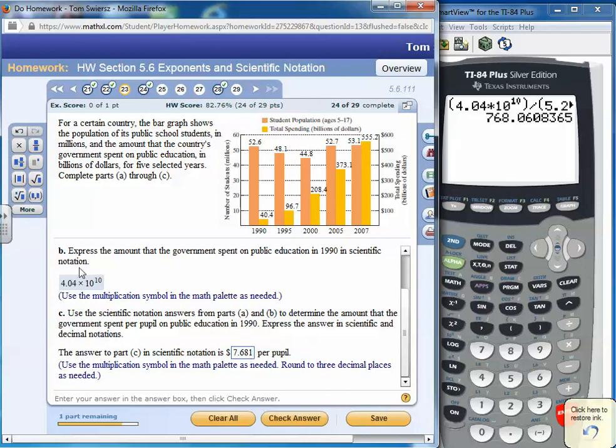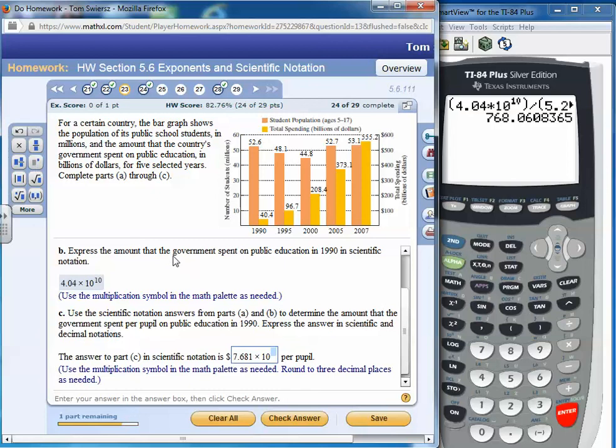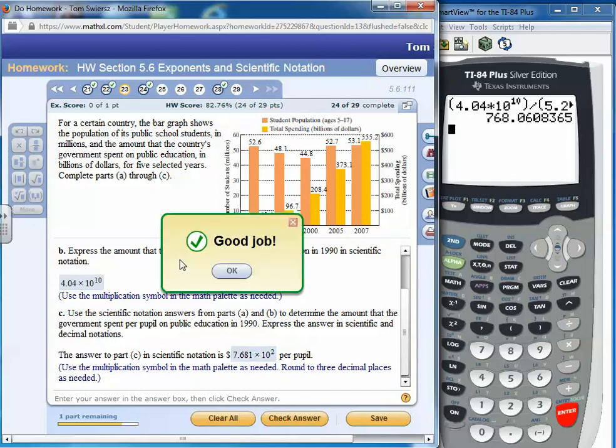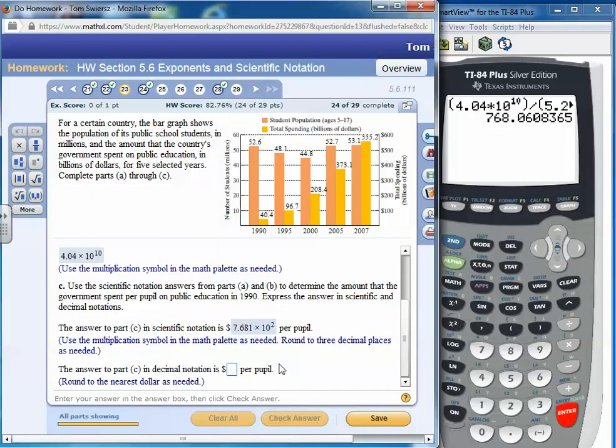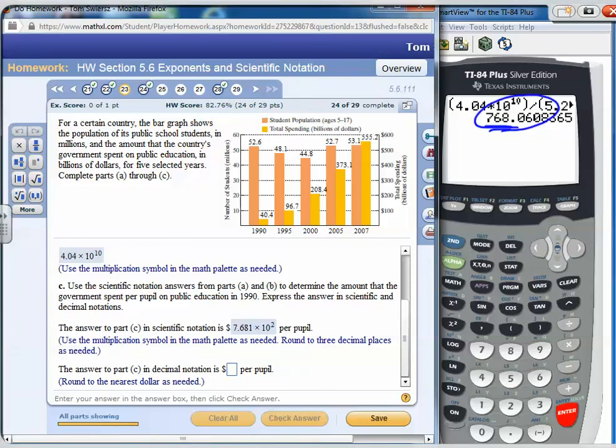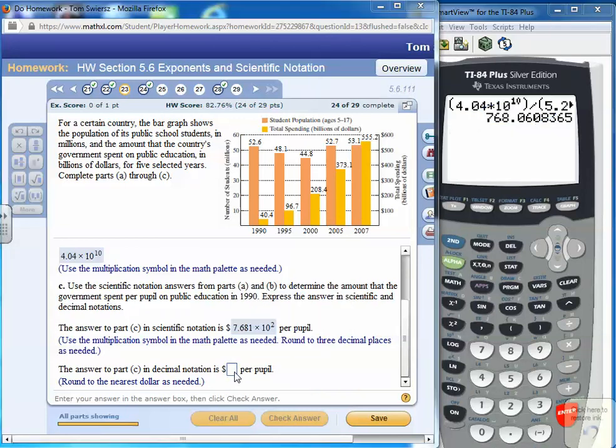7.681 times 10 superscript 2nd power. And now in decimal notation, rounded to nearest dollar. So again, our answer was what? 768.06, right? So to the nearest dollar, it would simply be 768, right? Dollar is the nearest whole number. So we would put in 768 as our decimal.